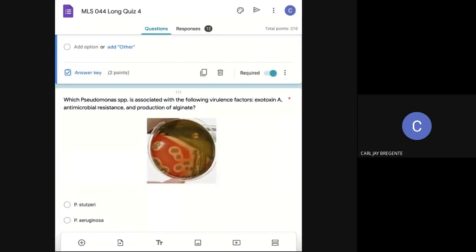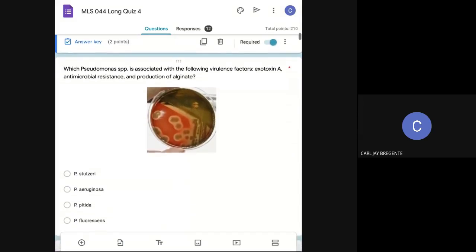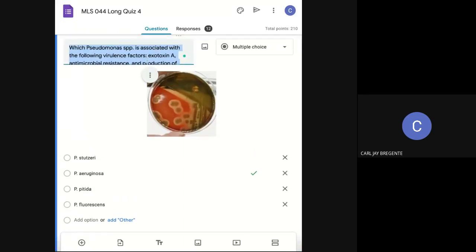Which Pseudomonas species is associated with virulence factor, exotoxin A, antimicrobial resistance, and production of alginate? So this is common to Pseudomonas aeruginosa. That is why there are some Pseudomonas aeruginosa class that is mucoid because of the overproduction of the alginate, which is the component of the capsule by Pseudomonas. So kung overproduction na siya, usually the organisms in vivo will form biofilm.